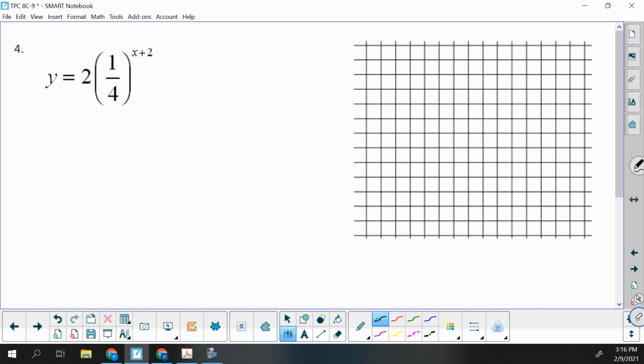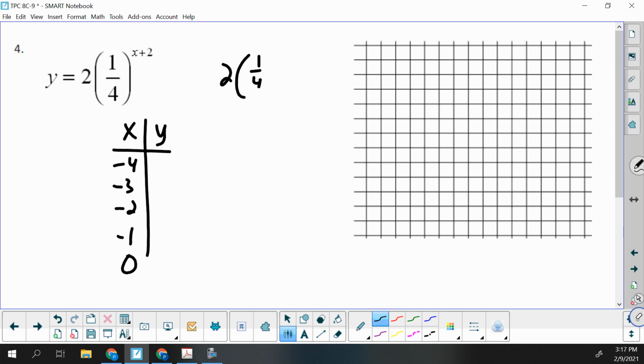For the next one, we've got a shift left 2. So in our table, we would want negative 2 as the middle value. Negative 1 and 0 are the two bigger. Negative 3 and negative 4 are the two smaller. So start with your middle one. 2 times 1/4 to the negative 2 plus 2. That's 2 times 1/4 to the 0, or in other words, 2 times 1, which is just 2.